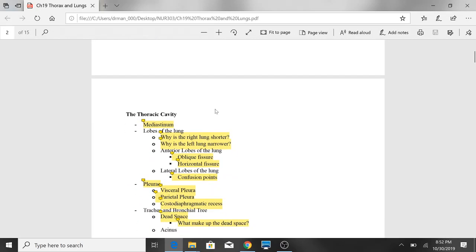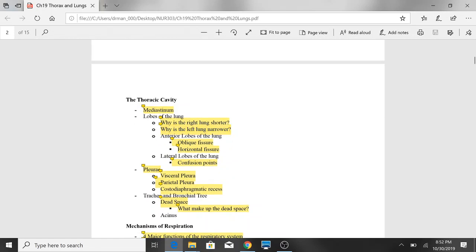Alrighty, let's look at the thoracic cavity. It's basically a midsection of the thoracic cavity containing the esophagus, trachea, heart, and great vessels. And looking at the lobes of the lung, right lung is shorter. Why? Because of the overlying liver, and left lung is narrower. Why? Because of the heart.